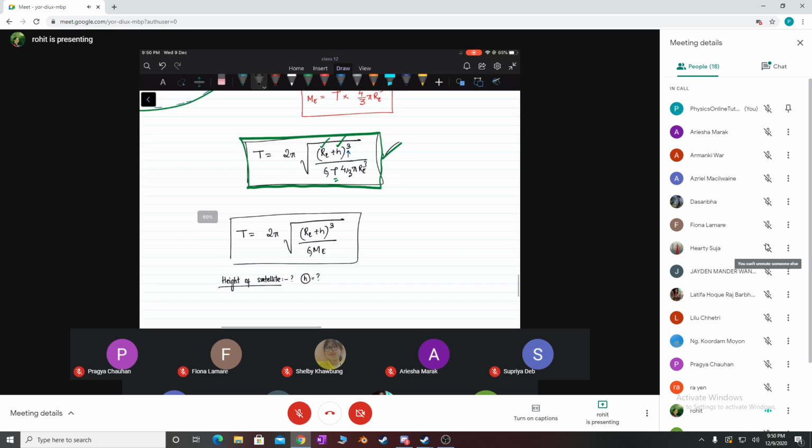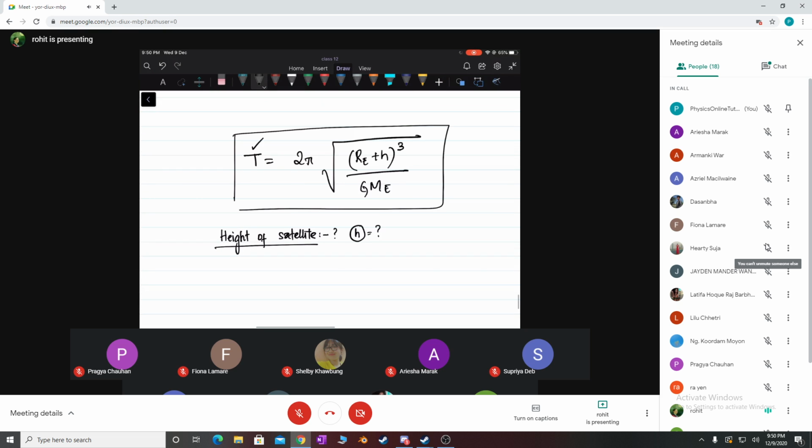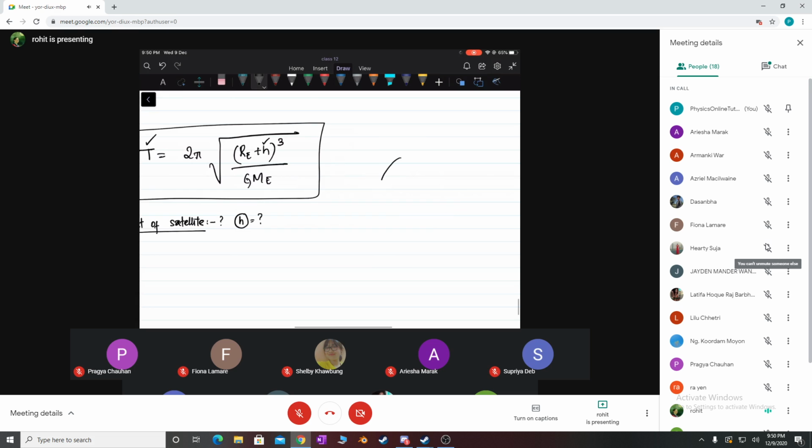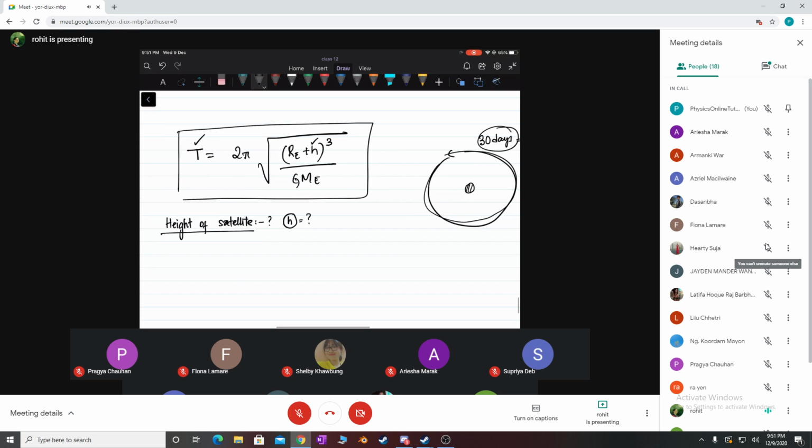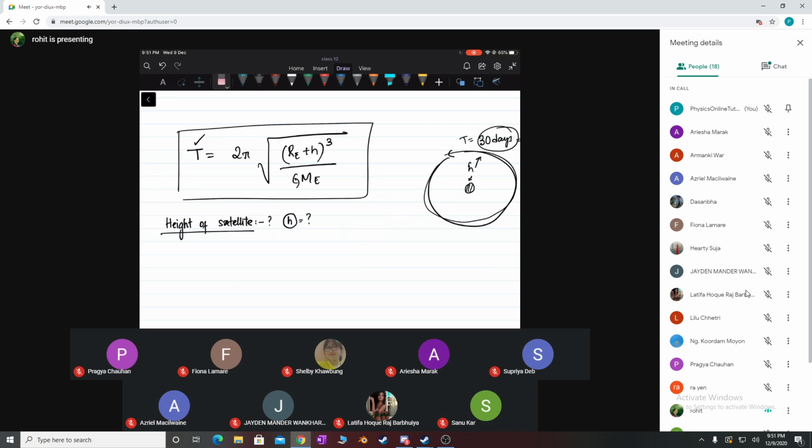In this one, I will show you that if you tell me the time period of the satellite, I should be able to tell you height of the satellite. Suppose I tell you the satellite takes 30 days, just an example, 30 days to go one round. That means I'm telling you the time period. Because of this formula, after arranging, I should be able to tell you what must be the height of the satellite. That is what is going on. So at a fixed height, you will have a fixed time period. At a fixed time period, we'll have fixed height. So that's why we can use this right now.